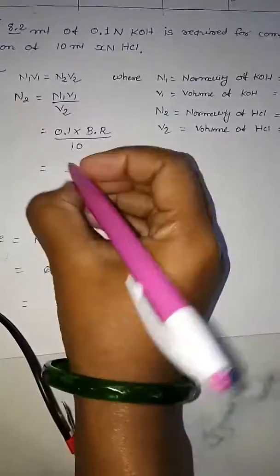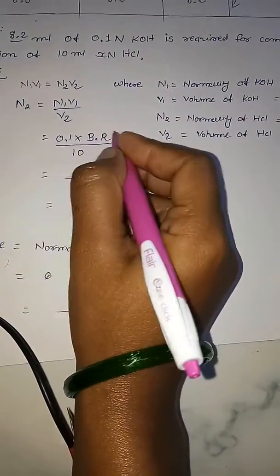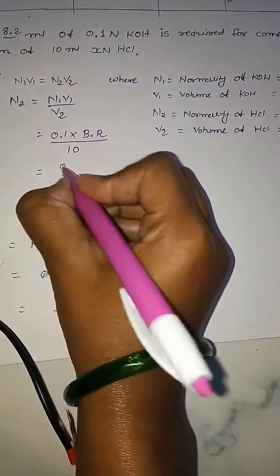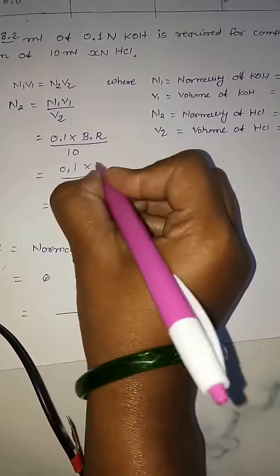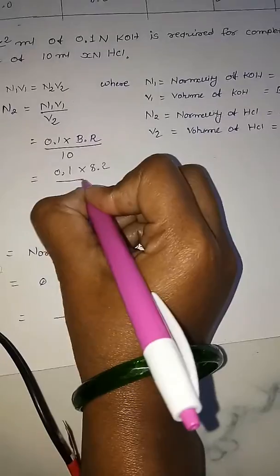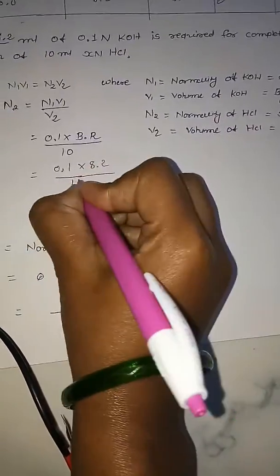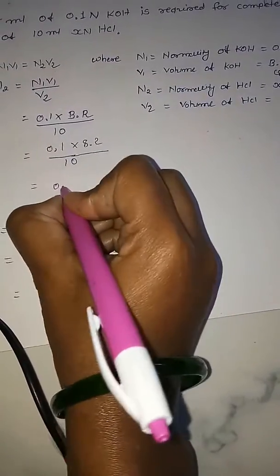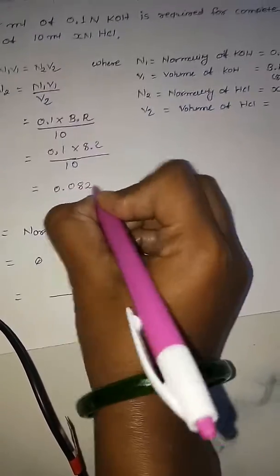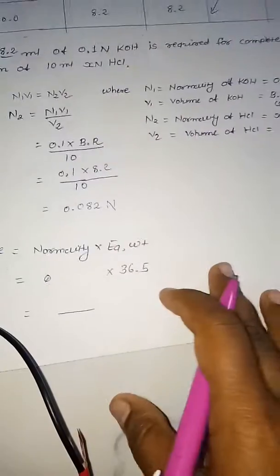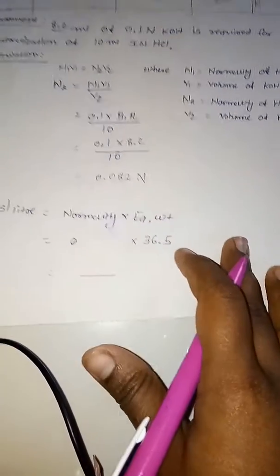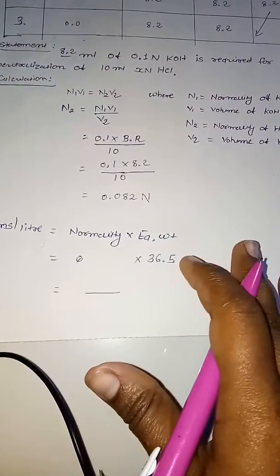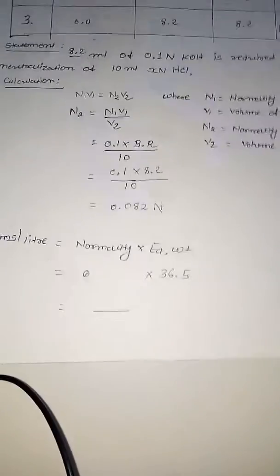So here you have to write down 0.1 into BR upon 10. What is your BR? It is 0.1 into 8.2, meaning your burette reading is 8.2, divided by 10. Right? So what is your normality? You get the normality as 0.082 normal. So the normality of HCl is 0.082 normal.